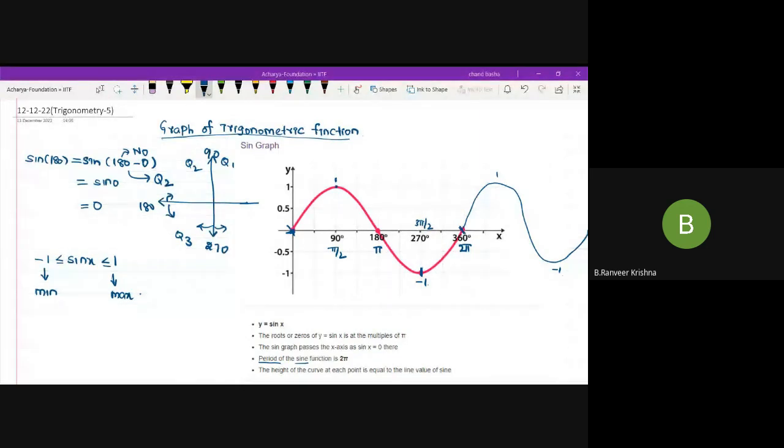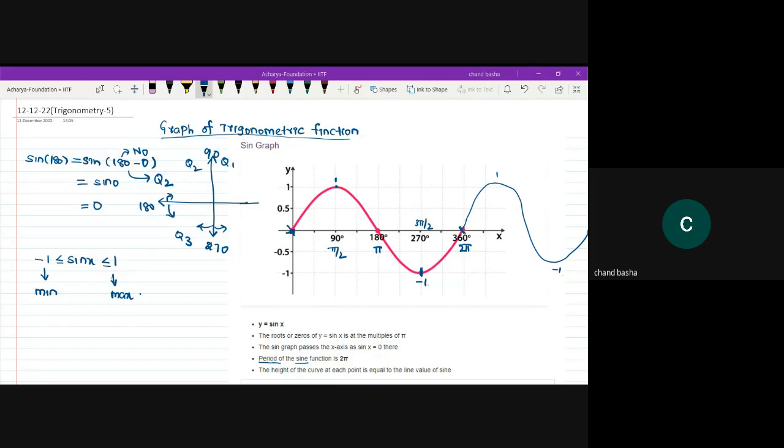Sir, that means we can tell that the range of sin x is -1 less than or equal to sin x less than or equal to 1. Yes, we can take it as the range, meaning the boundaries of your sine function, only -1 to 1. It never crosses the values outside -1 to 1. Clear?